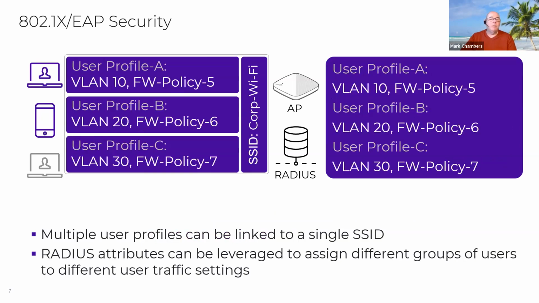We can also, depending on Active Directory groups through RADIUS, push out user profiles, which allows us to assign those users to different VLANs. So you can have one group of users on VLAN 10 with a firewall policy, etc. And it gives you the ability to segment them, just based on RADIUS attributes.